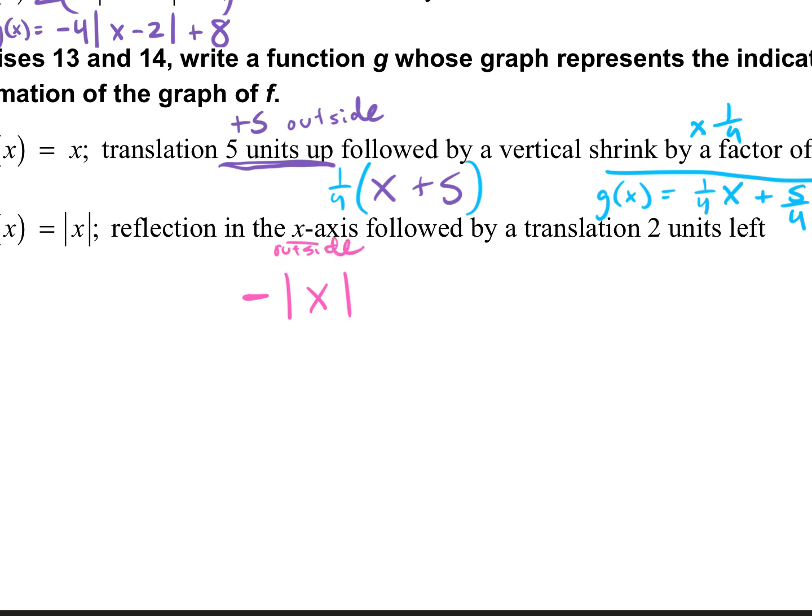And then followed by a transformation 2 units left. How do we show 2 units left? Plus 2 inside or outside? Inside. So that's going to happen directly to x on the inside. All right, so raise your hand. How would I write my answer here? Armani, you want to try? Negative absolute value of x plus 2. Awesome. Perfect.